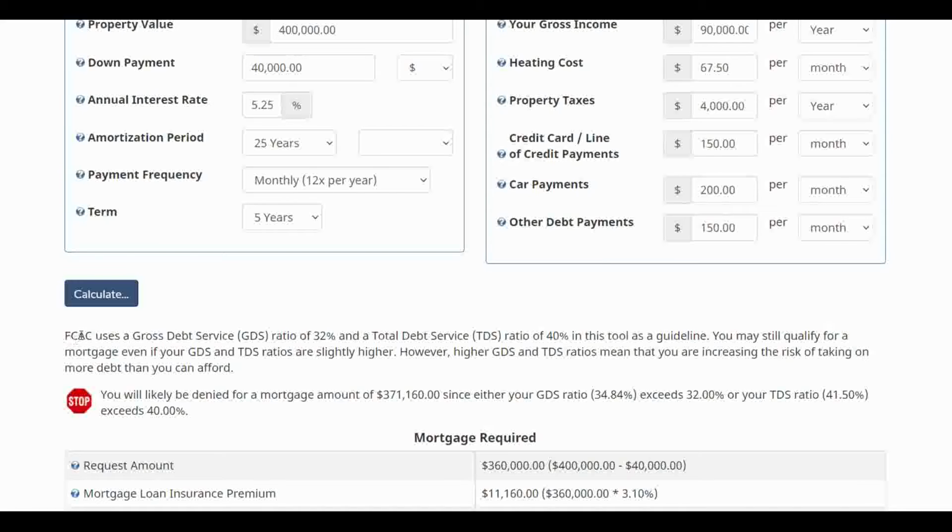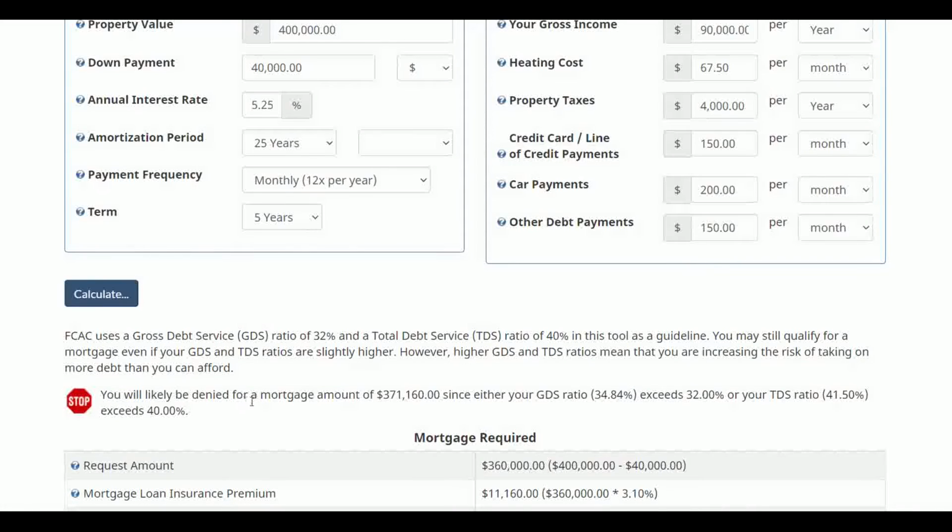So FCAC, the government organization, uses a gross debt service ratio of 32% and a total debt service ratio of 40% in this tool as a guideline. You may still qualify for a mortgage even if your GDS and TDS ratios are slightly higher. However, higher GDS and TDS means that you are increasing the risk of taking on more debt than you can afford. So it has a little stop sign here.